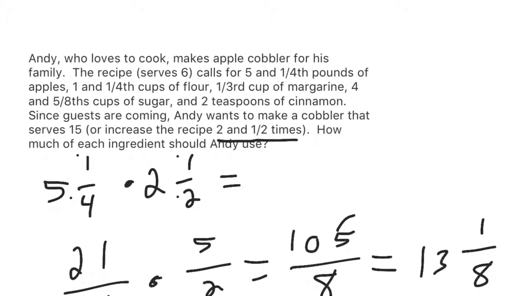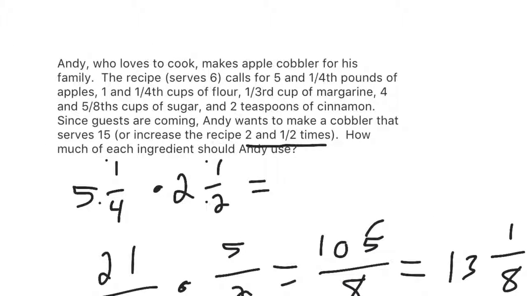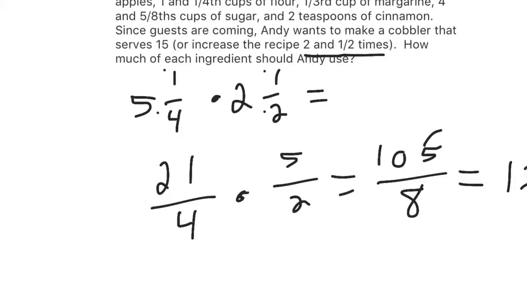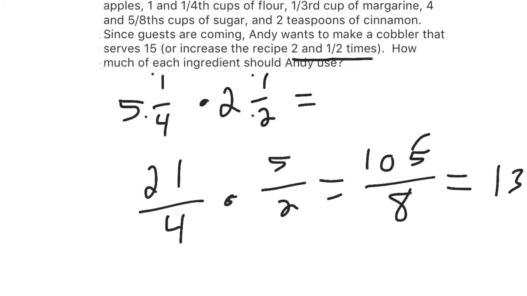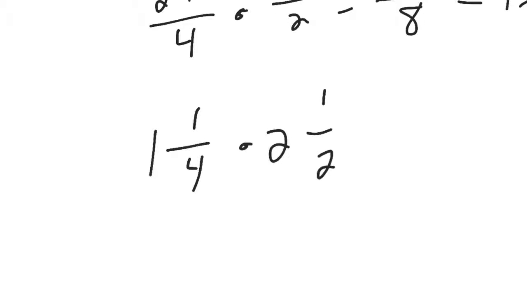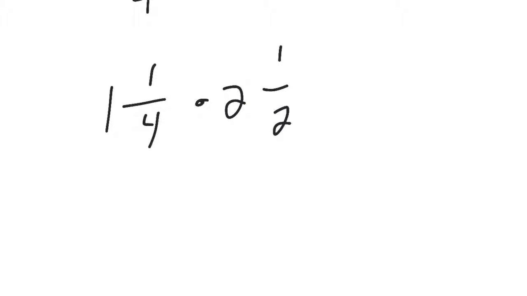We took care of the apples. Now we need to take the flour, 1 1/4 cups of flour, and we said we need to increase it by 2.5 times. So here's 1 1/4 cup of flour, and we need to multiply it by 2 1/2 to increase it 2.5 times. So we'll convert these to improper fractions. 4 times 1 makes 4, 4 plus 1 makes 5. And then 2 times 2 makes 4, 4 plus 1 makes 5.